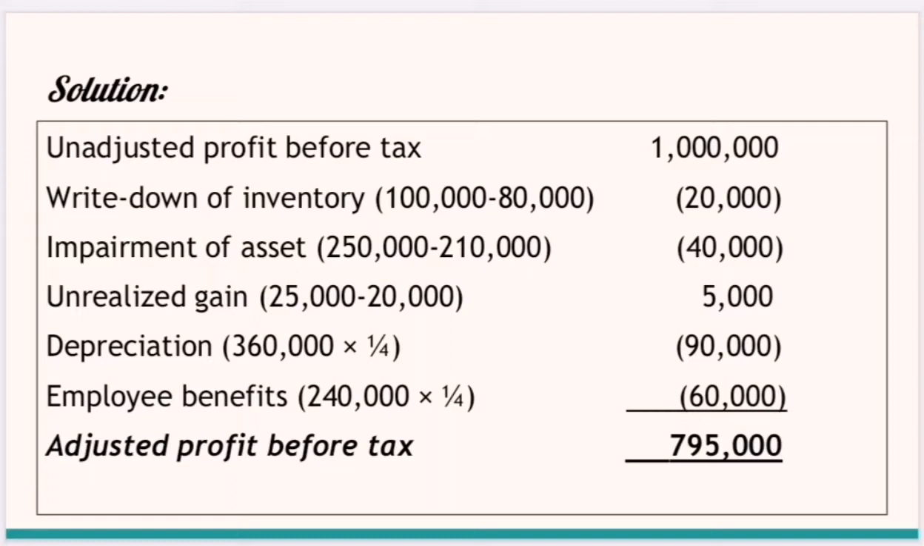Depreciation of 360,000 will be multiplied by 1/4 because there is no depreciation recognized during the second quarter, thus only the first quarter will be counted. The total depreciation, which is 90,000, will also be deducted. Lastly, employee benefits that cost 240,000 will be computed the same as depreciation, so 60,000 will also be deducted from the unadjusted profit before tax. So now, we have 795,000 pesos adjusted profit before tax.